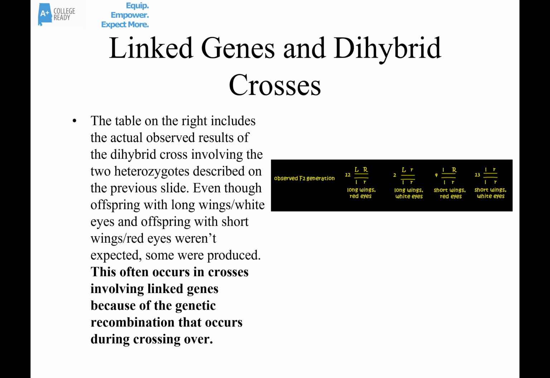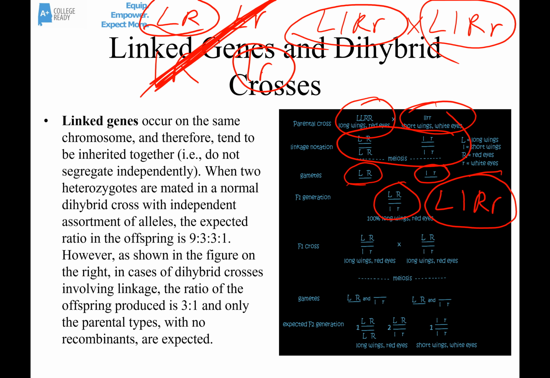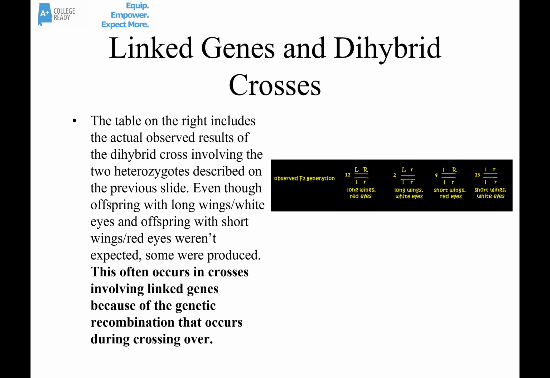Now, the table on the right includes the actual observed results of the cross I just described. And notice that even though we didn't expect it, we ended up with some organisms with short wings and red eyes and long wings with white eyes. Mendelian inheritance doesn't explain that. Gene linkage doesn't explain that.